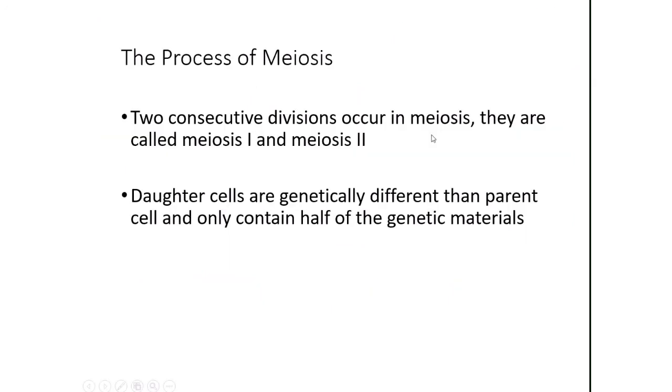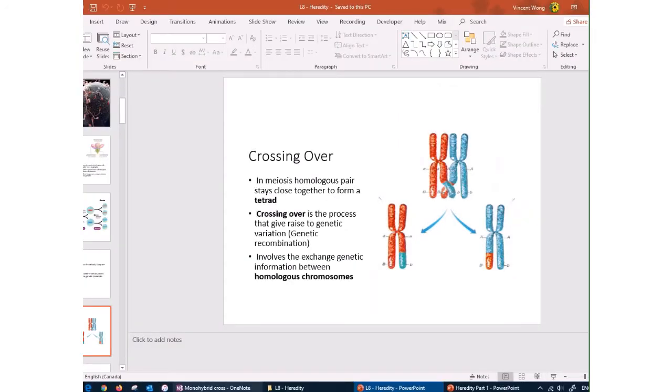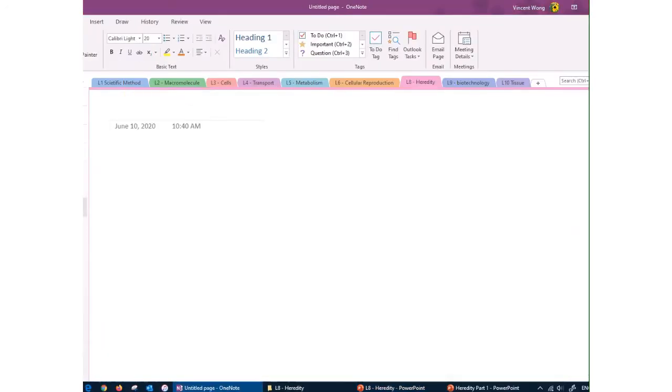So the process of meiosis, as we just saw, consists of 2 consecutive divisions, and they're just called meiosis I and meiosis II, and the daughter cells are going to be genetically different than the parent cell and only contain half of the genetic material. In order for us to create variations in the gametes, genetic variation that is, we have to do something called crossing over. So let me just recap this for you a little bit.